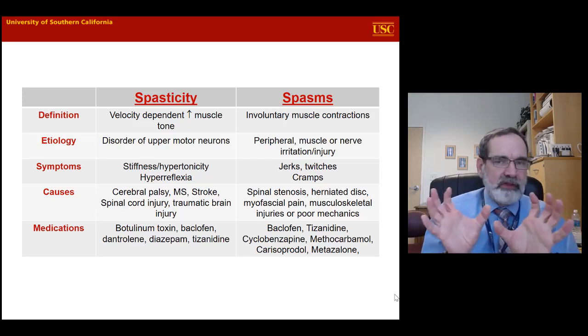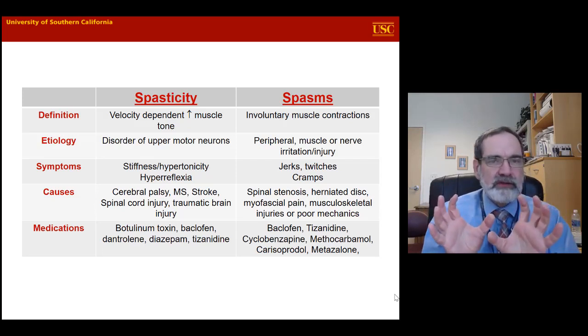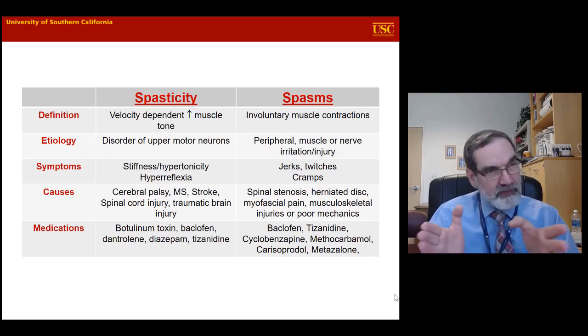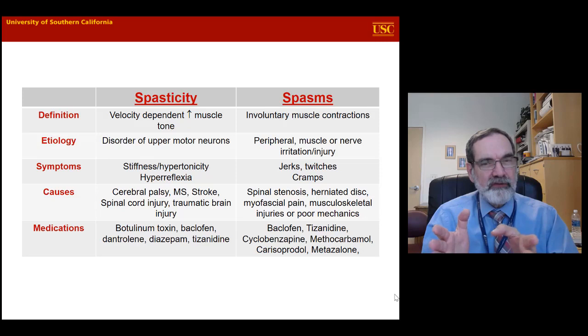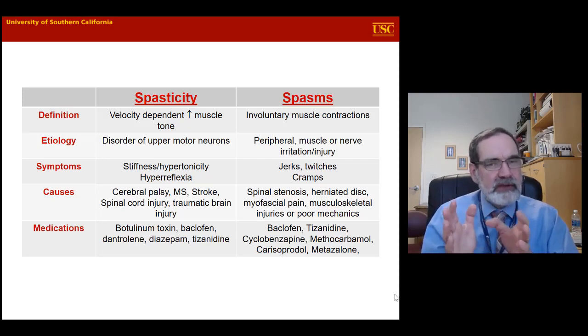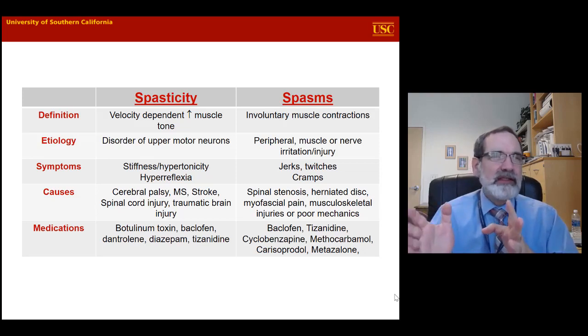There's a lot of overlap on the medications that would be used for these conditions. For spasticity, we might use botulinum toxin, which, as I mentioned, will actually cause paralysis of the muscle. Not forever. It typically wears off over a matter of months, 3, 4, 5 months. Baclofen is used. We'll talk more about baclofen a little bit later. Dantrolene, which I'm not really going to talk about more today. That's really specific only to use in spasticity, not for spasms or myofascial pain.